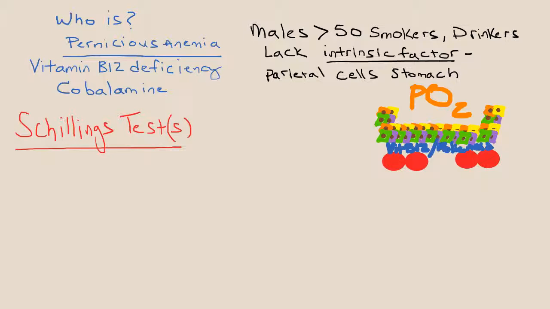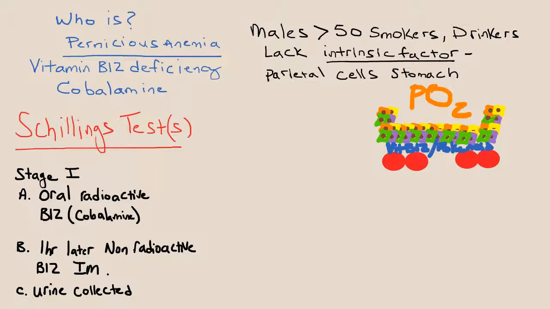Now, I never really knew what the Schilling's test was until I looked into it, but it makes sense. So there's 4 stages. With stage 1, you get 2 doses of vitamin B12. The first dose is an oral form. It's radioactive, and it is given by mouth. An hour later, you're given a shot of B12, and then from there on, you're collecting a 24-hour urine sample. So the urine's checked to see if you are absorbing the vitamin B12 normally.